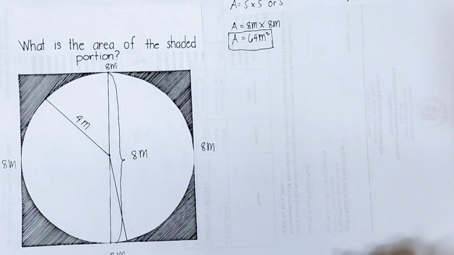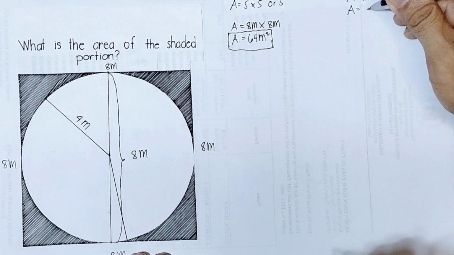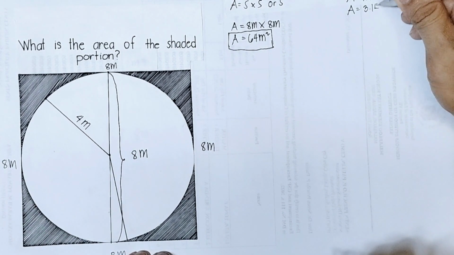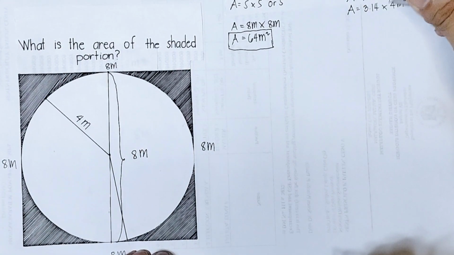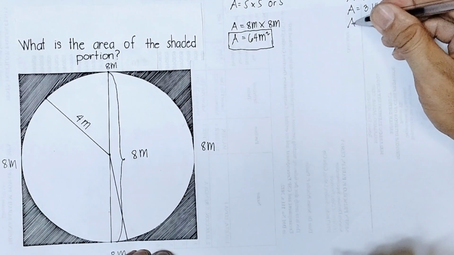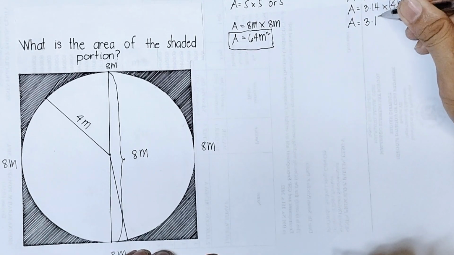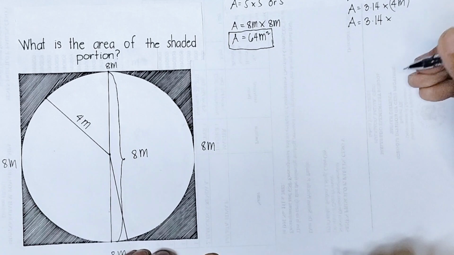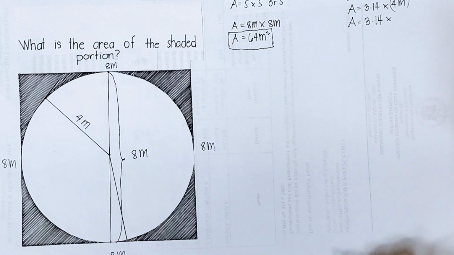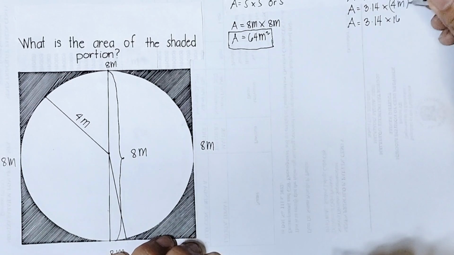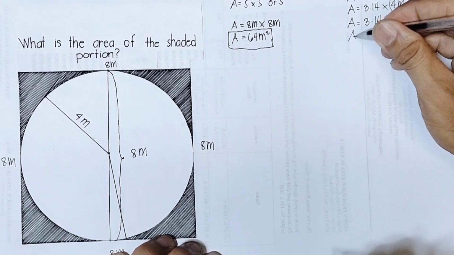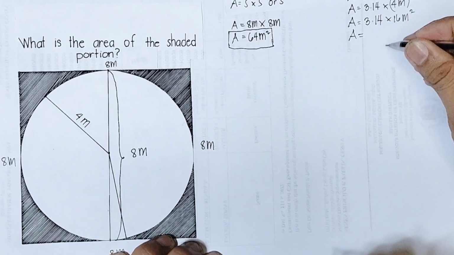Now let's proceed to the area of the circle. We have area is equal to pi, which is equivalent to 3.14, times the radius, which is equal to 4 meters, so that is 4 meters squared. So we have area is equal to 3.14 times 4 meters squared, that is the same as 4 meters times 4 meters. So 4 times 4 is equal to 16. Meters times meters is meters squared. So we multiply 3.14 times 16.